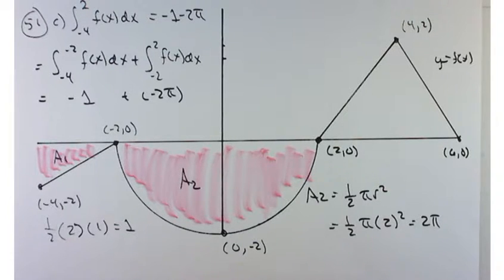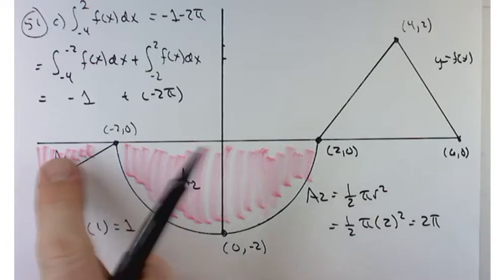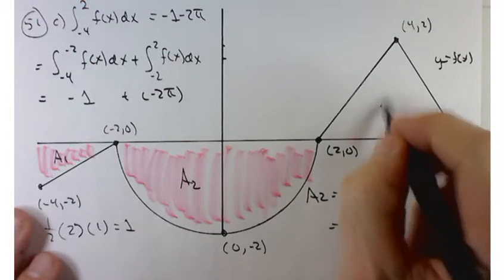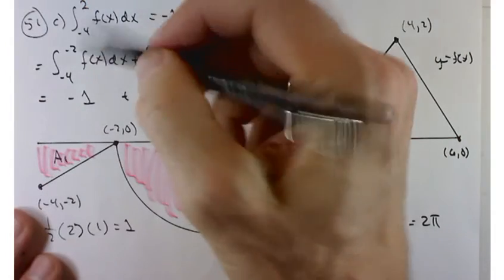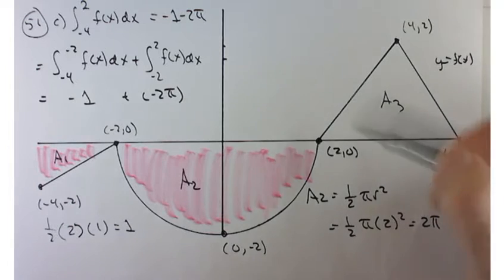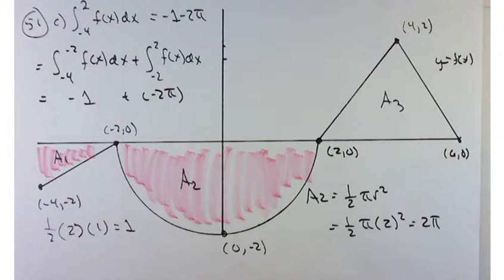I think part D asks you to extend this to A3. So if you had to integrate from -4 to 6, then you'd have to add the area that you get for A3. Now the area that you get for A3 would be a positive area. I'm just going to calculate it again as the area of a triangle.